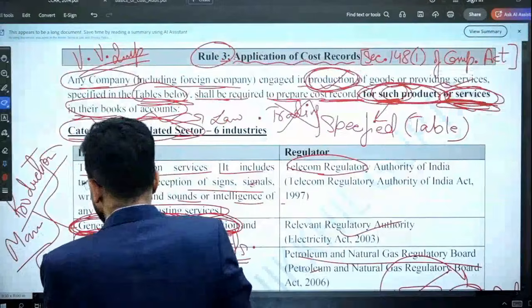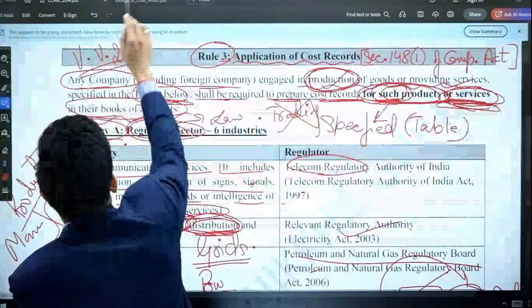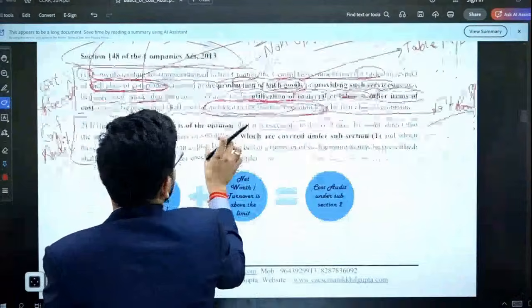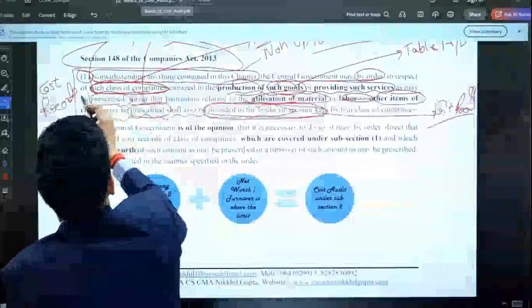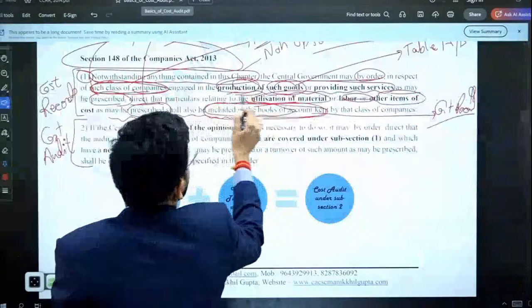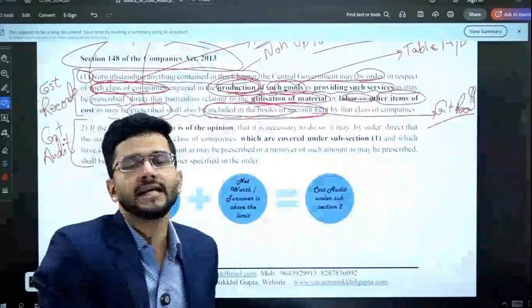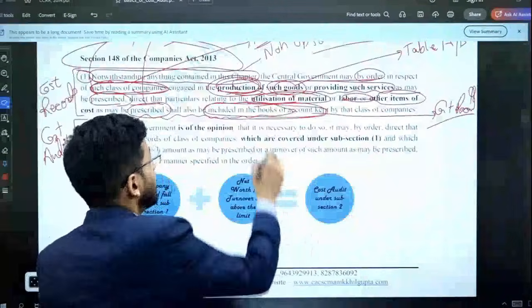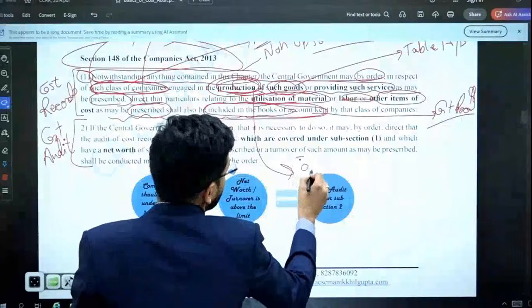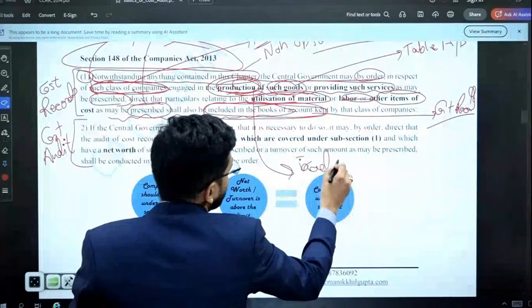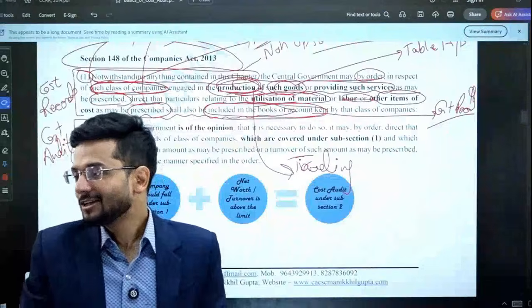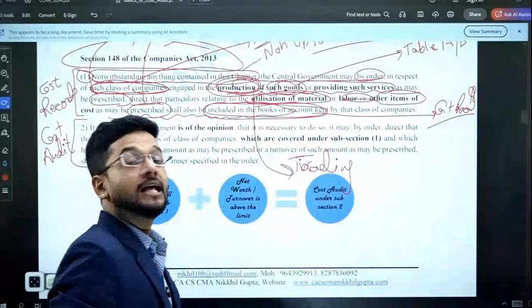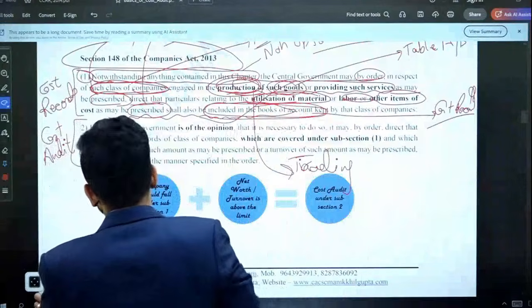And now let me read section 148(1) also. Even when you read section 148(1), notwithstanding anything contained in the chapter, the Central Government by order in respect of such class of companies engaged in production of such goods or providing such services. Again, trading is not included over here. Even in the section, trading is not included. Even in the rule, trading is not included.